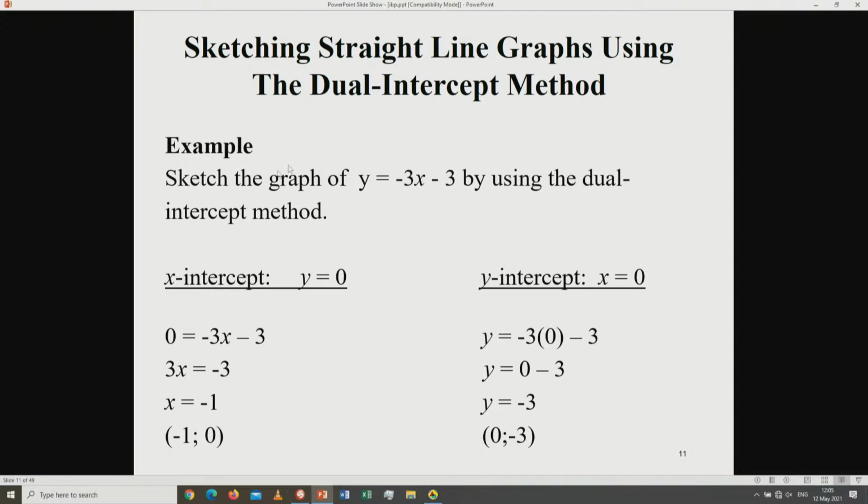Very, very important. Right, what about the y-intercept? For the y-intercept, the graph cuts the y-axis, where x is 0. Very, very important. Now, what is happening here? We must let x be 0. Then we substitute it into the equation. y equals minus 3 times 0 minus 3. Therefore, we have y equals minus 3. Our understanding here is that when x is 0, then y is minus 3. That is where the graph will pass.